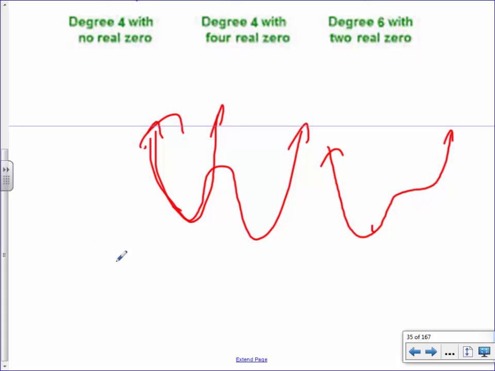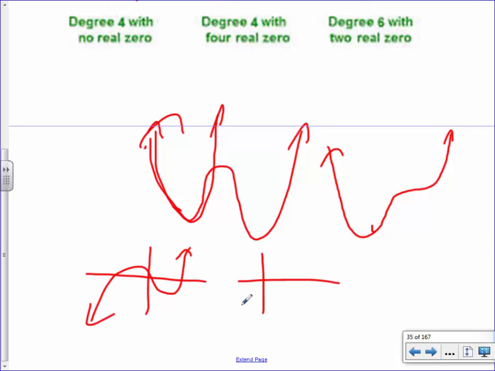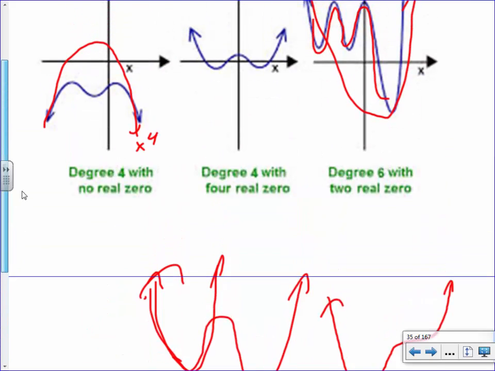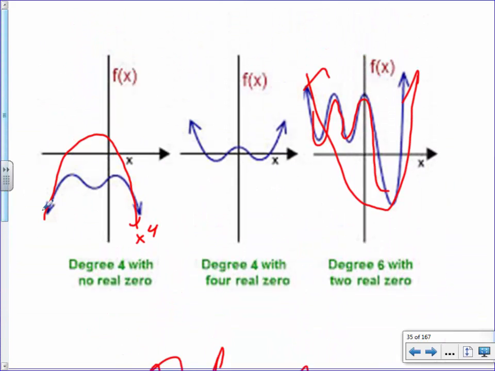That still counts. So kind of like with your cubics where it could do this, or it could just flatten out and keep going. Both of these would be the power of 4 type graphs. The reason I know that is because they start and end in the same hemisphere. If they start and end down here, or start and end up here, they're in the same hemisphere. Does that make sense?